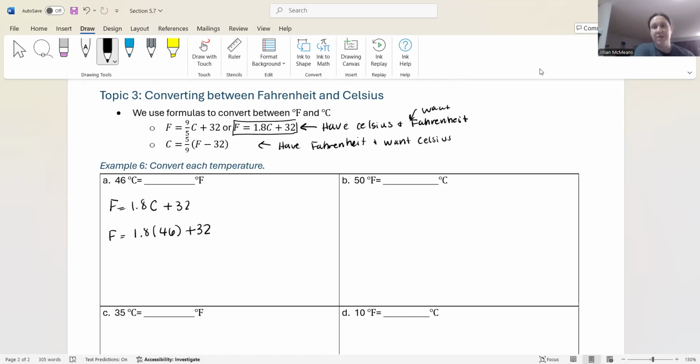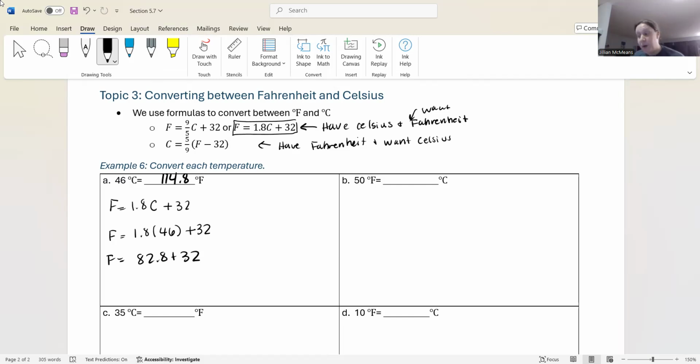So instead of flipping back and forth to the calculator, these are pretty easy, so I'm going to do these just on my handheld calculator. Get your calculators out and kind of follow along with me. So I want to take 1.8 and multiply it by 46 first. So that gives me 82.8. And then I want to add 32. So 82.8 plus 32 is 114.8 degrees Fahrenheit.